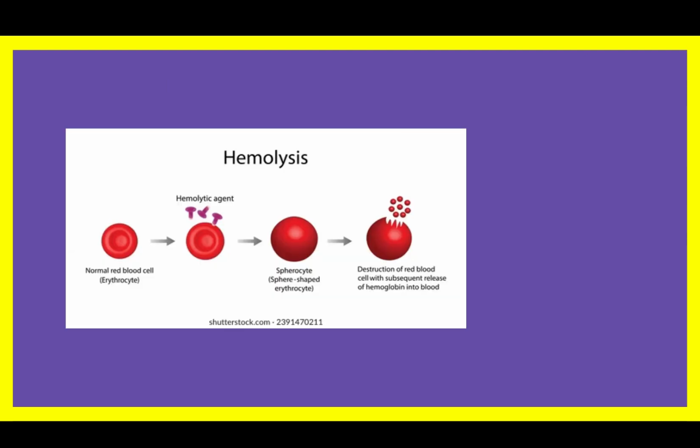Red cell destruction, or hemolysis, is central to the anemia observed in sickle cell disease. The body tries to compensate by increasing red blood cell production, often 5 to 10 times the normal rate, but it cannot fully keep up with the rapid breakdown of sickle cells. This imbalance contributes to chronic fatigue and other symptoms.